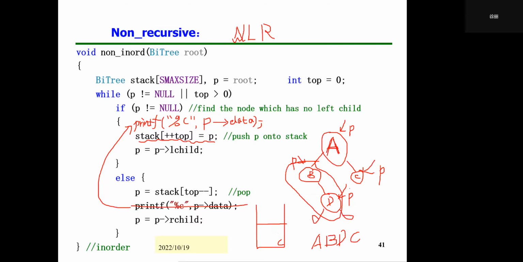We go left. Left is none, so we pop C. And go right, the right is none too. So the stack is empty and P is none. So that means we have finished the pre-order. So for the non-recursive programs, the difference between them is the location or the order of printf, right?